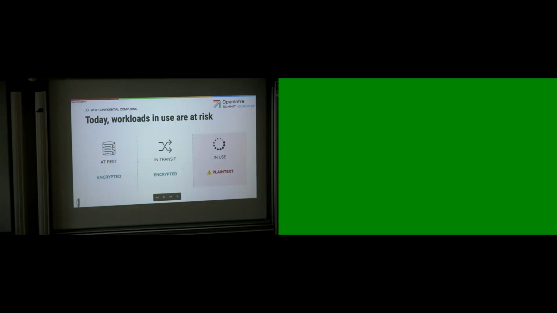So, overall, why confidential computing? Today, workloads in use are at risk. So what does that mean? That means that when you submit your data to some service, very intuitively, the operator of that service has, in most cases, complete access to your data. What does that mean practically?